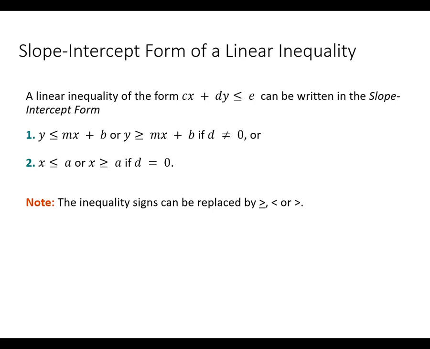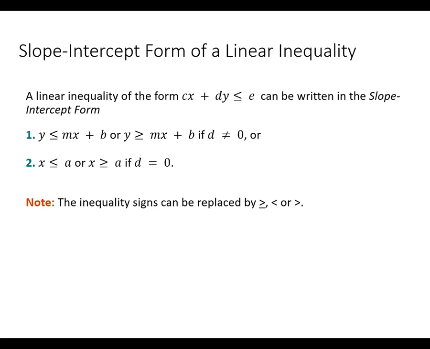So next is the slope-intercept form of a linear inequality. The linear inequality of the form cx plus dy is less than or equal to e can be written in the slope-intercept form. First, and we went over this in a prior lesson, slope-intercept form is mx plus b. So it usually was y equals mx plus b.